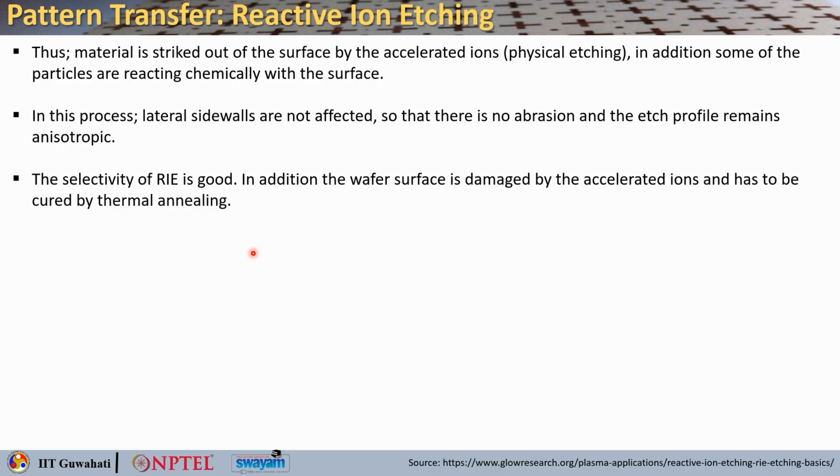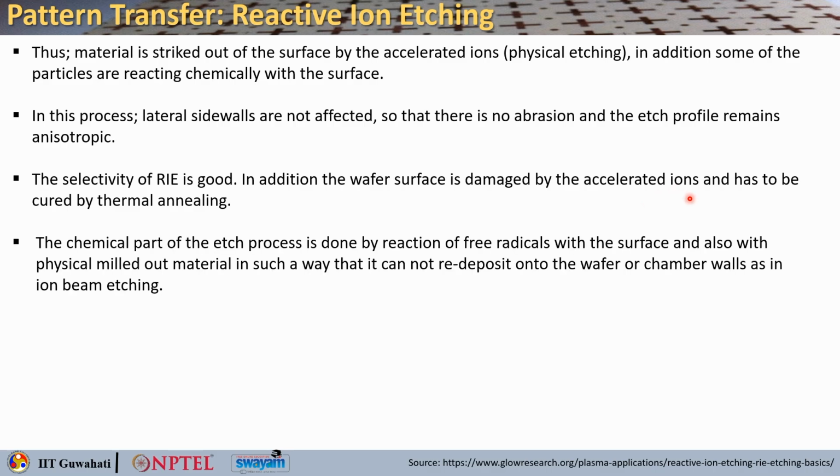In addition, the wafer surface is damaged by the accelerated ions and that is why they need to be cured by thermal annealing. The chemical part of the etch process is basically done by reaction of free radicals with the surface and also with the physical milled out material, and this is done in such a way that they cannot redeposit onto the wafer or the chamber walls as it was in the ion beam etching.